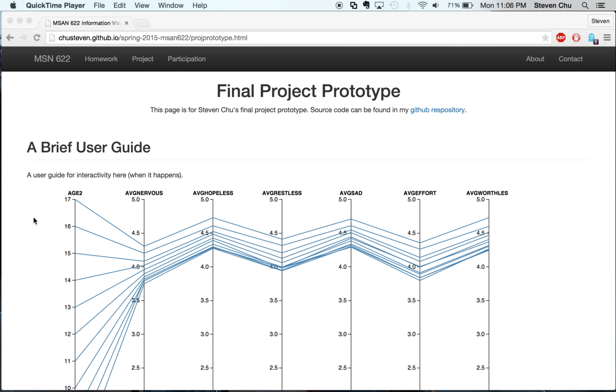I processed this data in R to get rid of all of the columns except for the ones for which I was interested. So I've got a series of visualizations here.